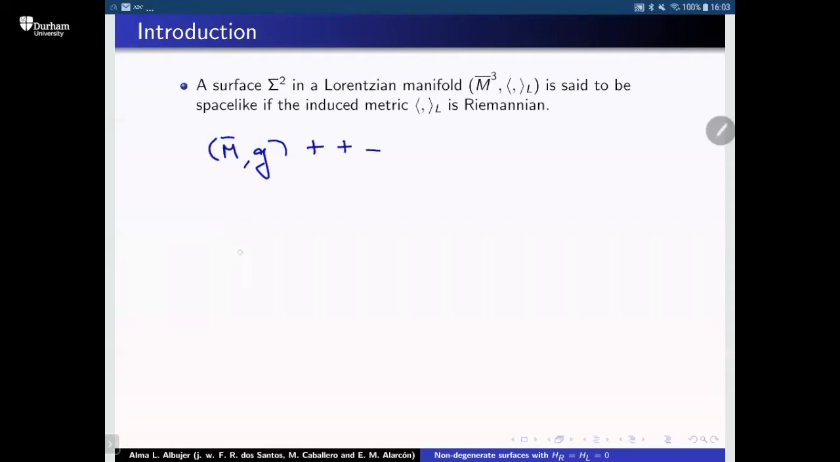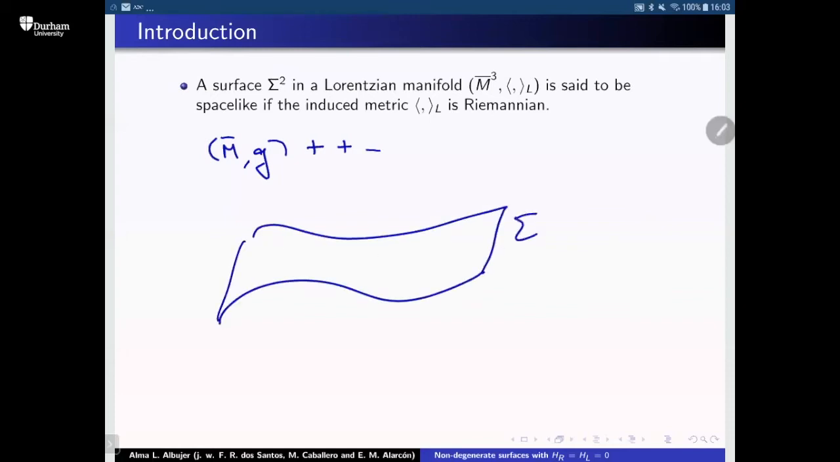In this Lorentzian manifold, we have a surface sigma, which is space-like. That means that at any point P, we have the tangent plane, and the metric induced on the tangent plane from the metric of the ambient space is a Riemannian metric. And so these surfaces are called space-like surfaces.